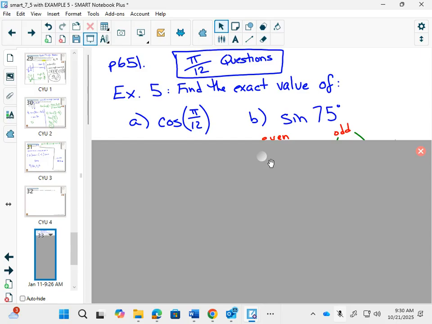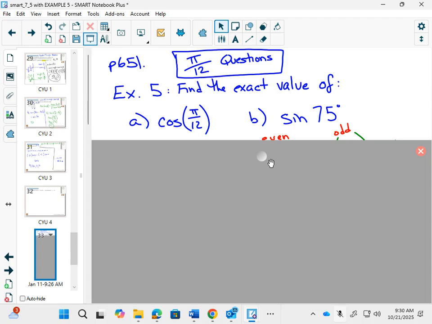I'm going to call this example 5. These are pi over 12 questions. We are going to figure out the exact value of things on our pi plate right between the 0 and 30 degrees, or right between 60 and 90 degrees. Sort of like the 15-degree family and the 75-degree family.